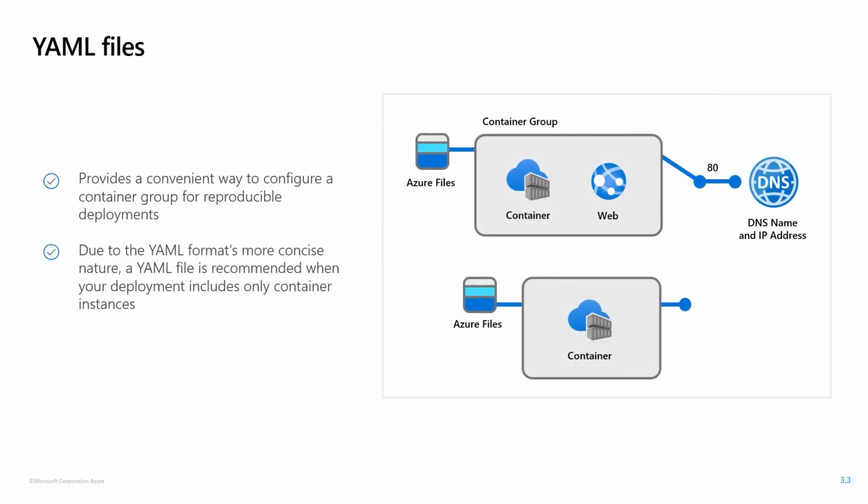You can also deploy a multi-container group option with a YAML file. A YAML file is a way to configure a container group. It provides us a convenient way to configure a container group for repeatable deployments, and we're able to be very concise as to what we'd like to have deployed when our deployment includes only container instances.